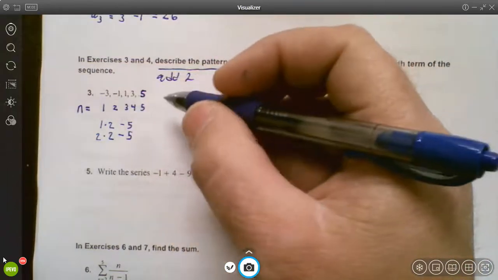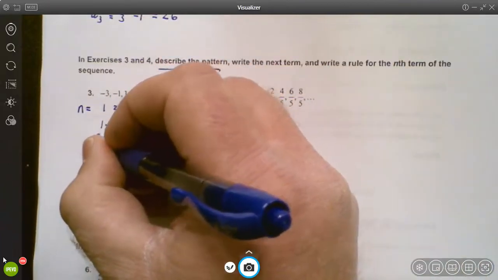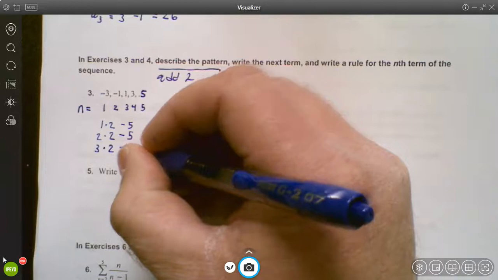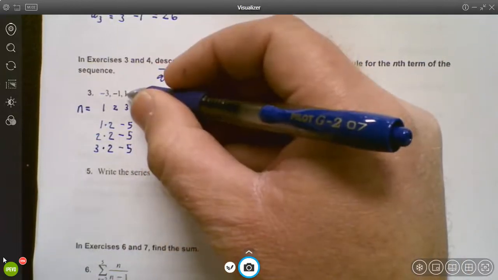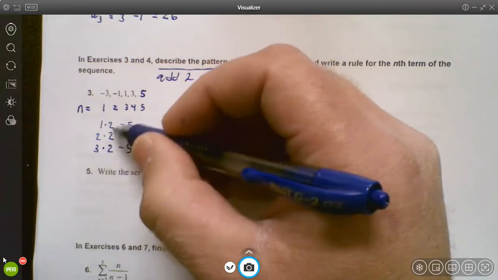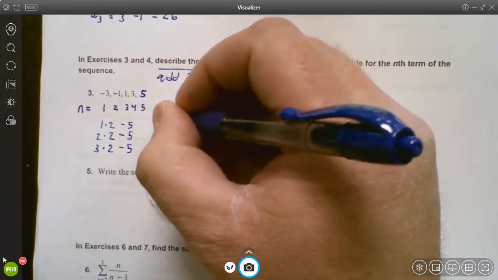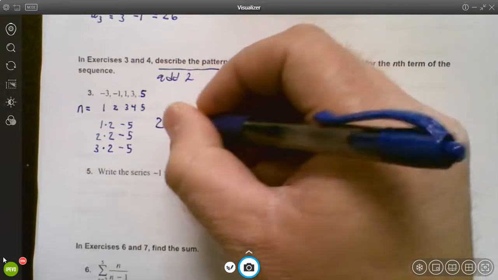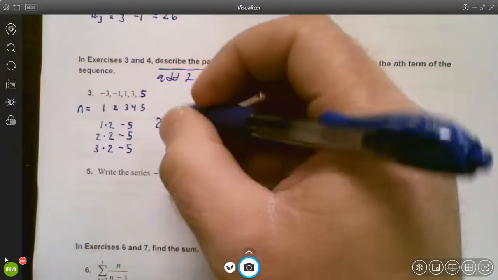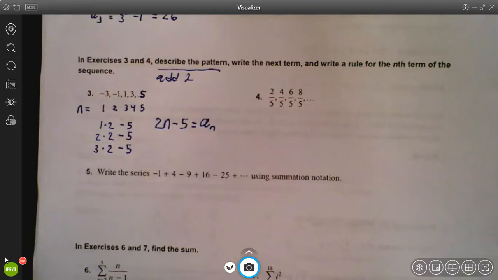So I'm just going to try it on one more. If I took my third term, so if n was 3, if I multiply that by 2, I get 6, minus 5 is 1. I do get my third term. So you can see here what we're doing is we're taking our values for n, multiplying them by 2, and then subtracting 5. So I'm taking my value for n, multiplying it by 2, and subtracting 5. And so then that would be the rule for this sequence. And we should write that as a of n equals. So that would become the rule for that sequence.